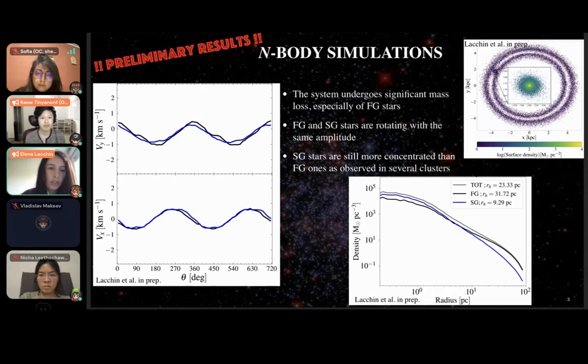generation share a similar amplitude in the rotation and also a similar phase. On the contrary, their spatial distribution is still different, as you can see from the half mass radii that are shown in the density profile.